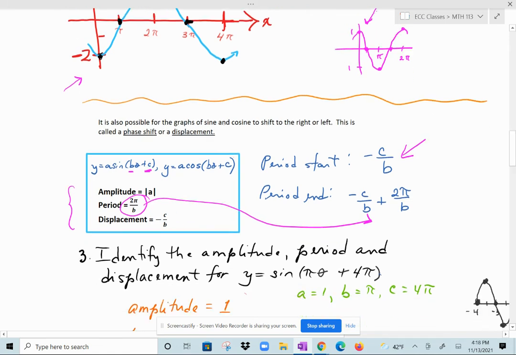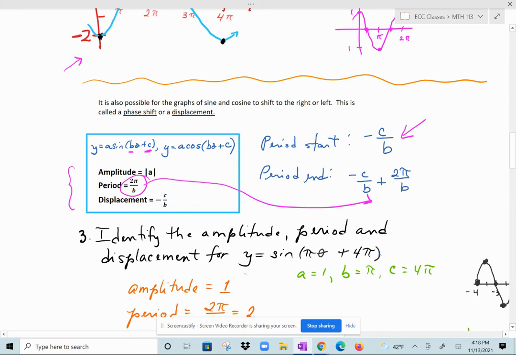So let's practice. Here I want to identify the amplitude, the period, and the displacement for y equals sine pi theta plus 4 pi. So first thing we want to do is identify the a, b, and c.